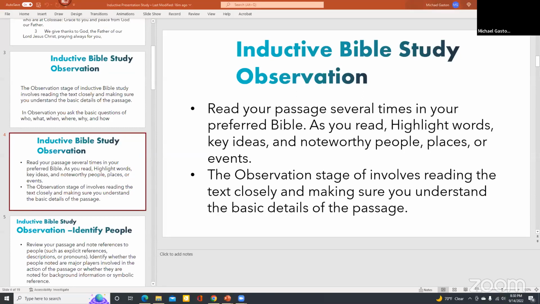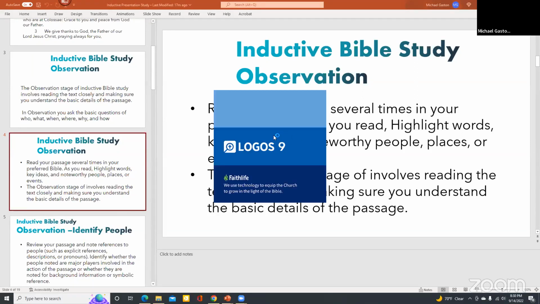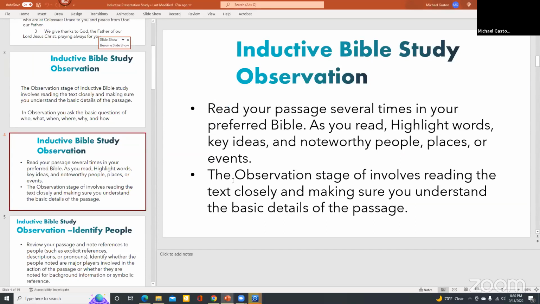He was named after King Saul. What tribe was King Saul from? Benjamin. Exactly. He was from the tribe of Benjamin. So he was named after King Saul from the tribe of Benjamin. But he changed his name to Paul. God changed his name to Paul, actually, after he was converted and became an apostle.